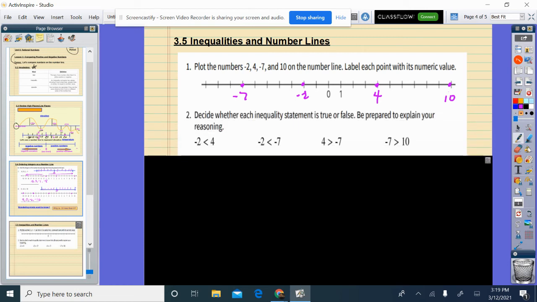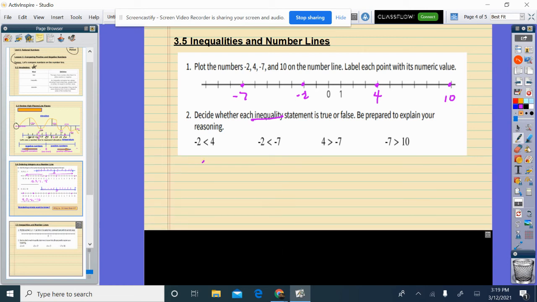Decide whether each inequality statement is true or false. Now remember, an inequality means we're comparing two numbers and deciding which is greater and which is smaller. We use the less than symbol and the greater than symbol. The inequality symbol always opens up to the bigger number. So the bigger number would be here, and the bigger number would be here.